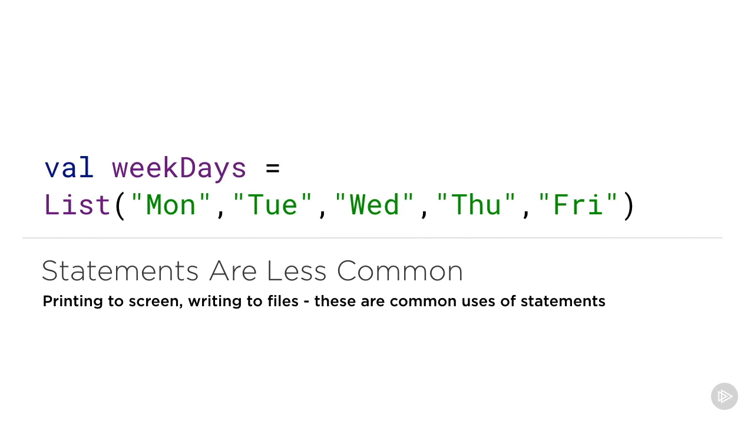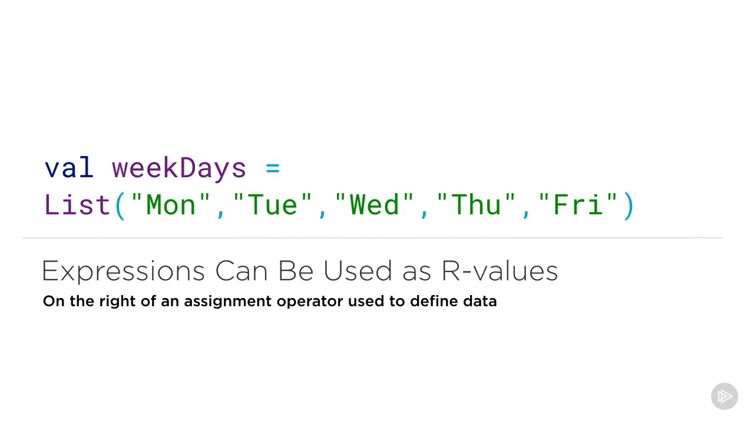Statements are less common in Scala than in other languages, but they are still required for operations such as initializing variables, printing to screen, or writing to files. As far as possible, though, avoid statements and use expressions instead. Expressions can be R values, they can sit on the right hand side of an assignment operator, and that's one of their most interesting characteristics.